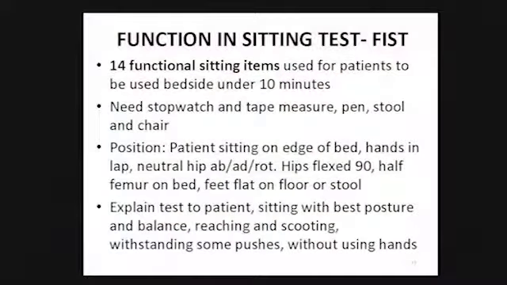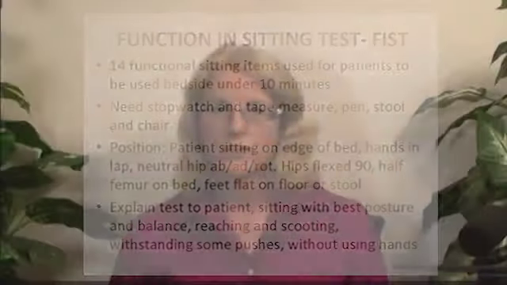Explain the test to the patient as you would do with any of these. Informed consent. Here's what we're going to do. We're going to ask you to sit with the best posture you can. We're going to ask you to reach and scoot in different directions. I'm going to push on you. I want to see if you can manage not to fall down. Don't worry, I'll be here to grab you if you do lose your balance. And we want you to try these without using your hands.